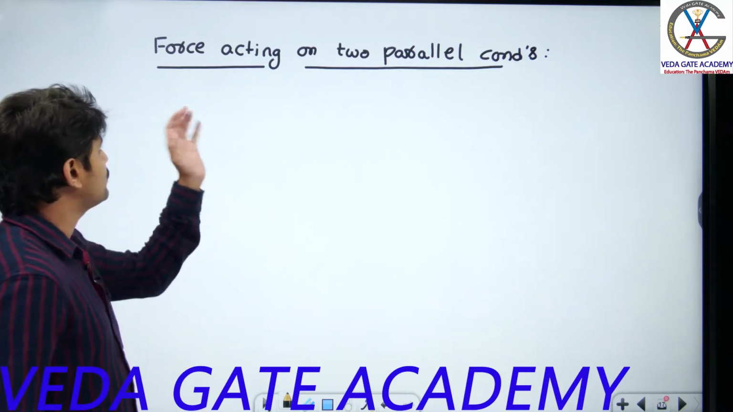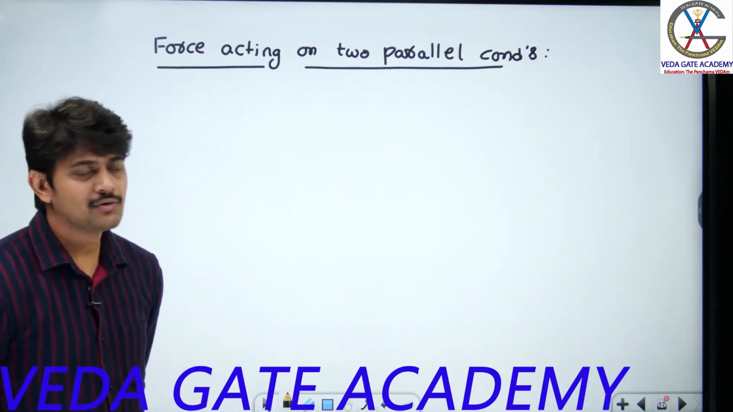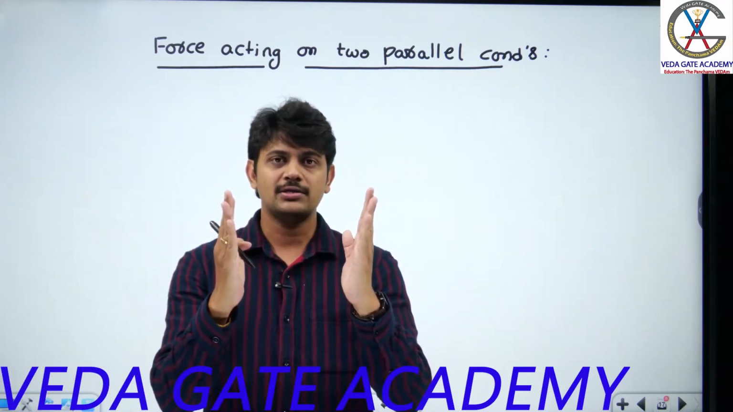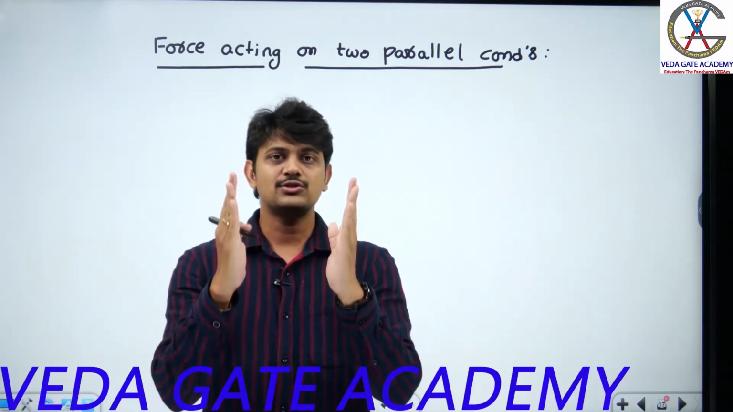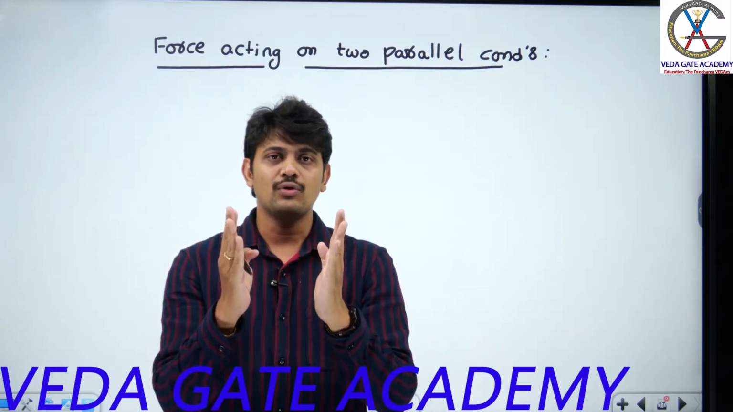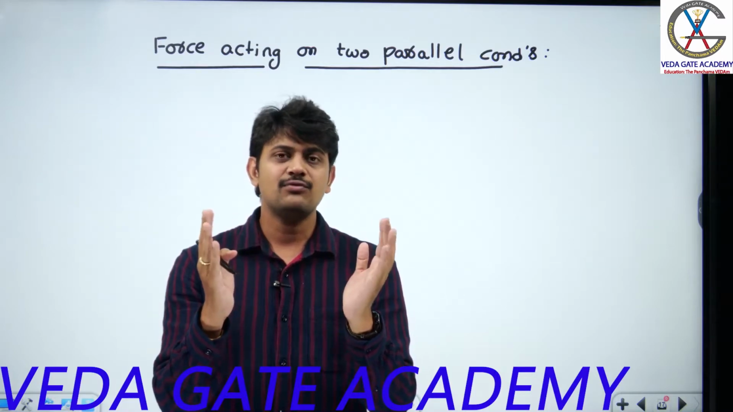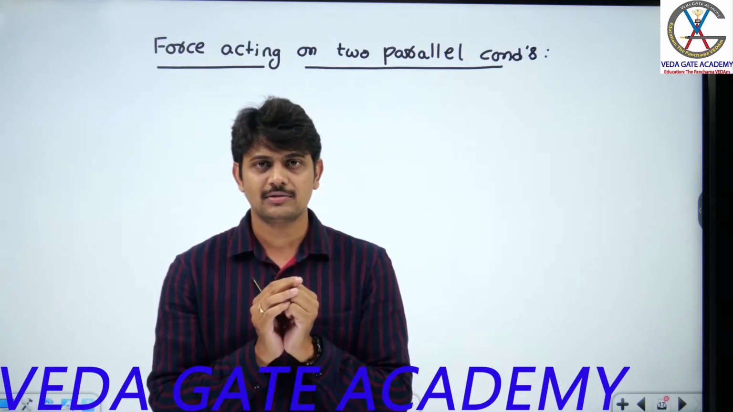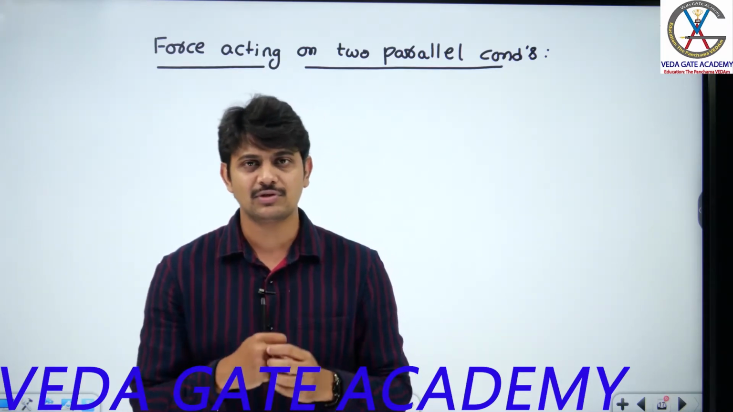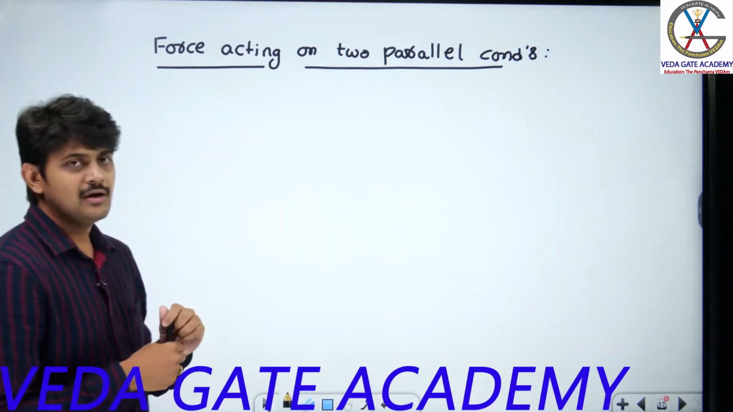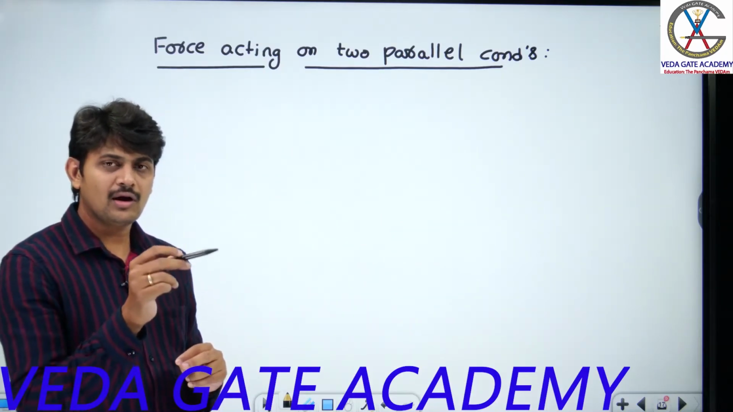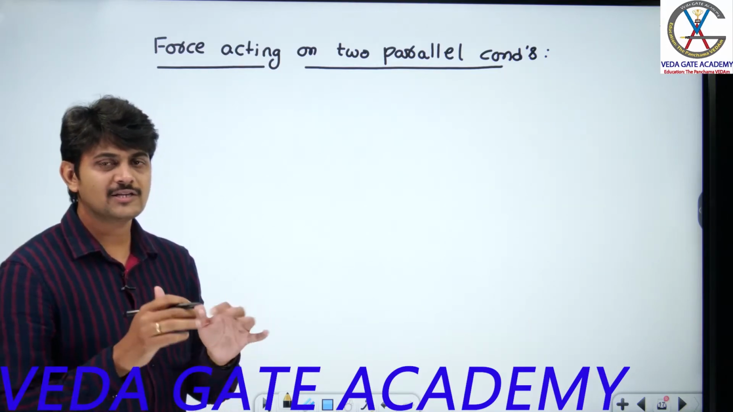Now, if you try to see the force acting on two parallel conductors, what is the meaning of this statement? If I take two conductors placed parallel to each other, and I allow current to flow through them, then some force will act. That means if two parallel conductors carry current, there is a force of either attraction or repulsion between them. The basic principle behind this force production is the Lorentz force equation. Again I am repeating: whenever two conductors are placed parallel to each other and you allow current through them, they will experience a force.